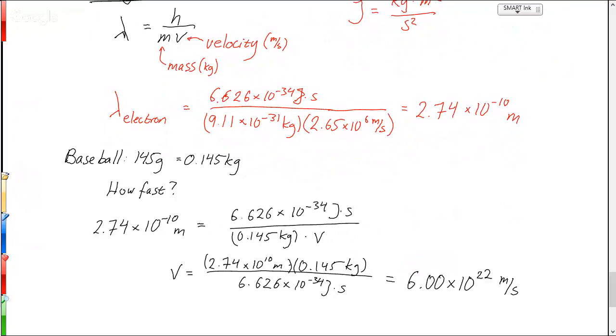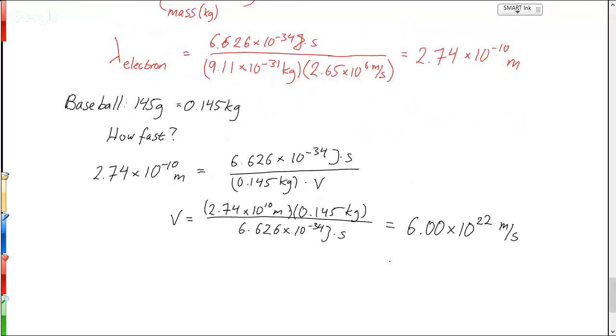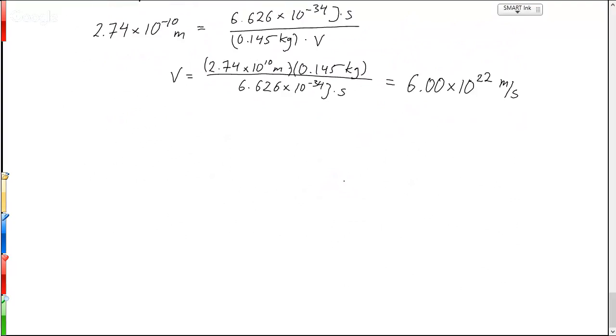That doesn't mean that it doesn't have a wavelength. It just means that the wavelength of a baseball is so super short that its wave properties essentially don't matter. We don't have to worry about its wave properties. It's not going to do interference stuff. Its wavelength is just too short. But anything with a mass that moves technically has a wavelength. Yes, anything with a mass that's moving technically has a wavelength. Weird.